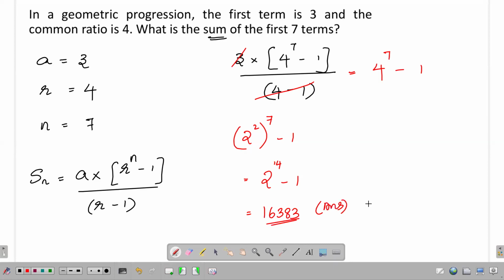Okay. Depending upon how the options are given, you can find out. Sometimes they might have given 4 raised to 7 minus 1. Sometimes they might have given 2 power 14 minus 1. Sometimes they would have given the correct number itself. So depending upon how the options are presented, accordingly, you can select your choice. Okay. So we have completed 10 questions altogether. So any queries you can ask.